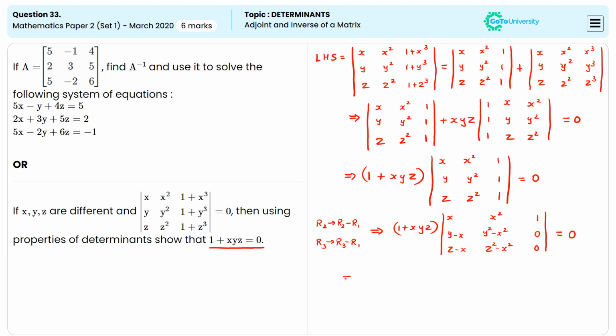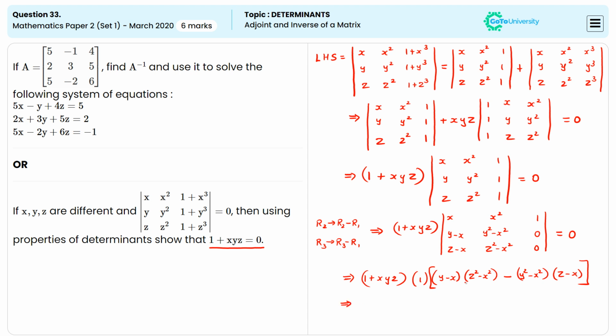So on expanding this, I'll get 1 plus xyz times, as we have got the second row and third row ending with 0, I can directly take out the value here, which is going to be 1 times y minus x times z square minus x square, minus y square minus x square times z minus x. Now this is what we have inside.